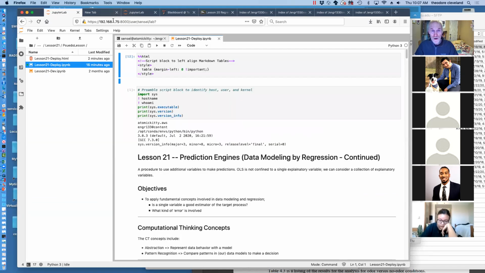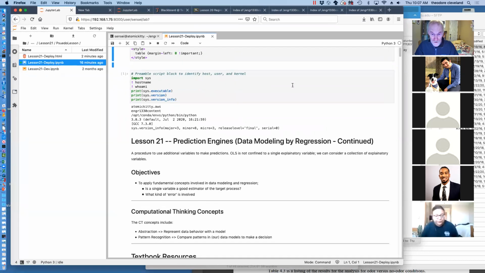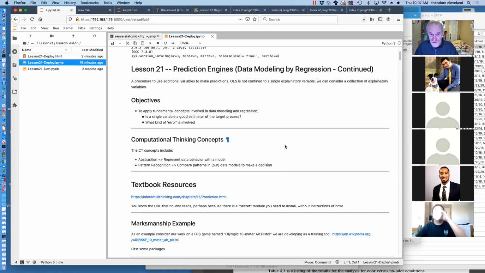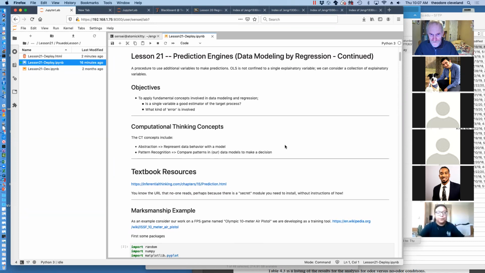So let's go to our lesson 21. The title of the lesson is Prediction Engines, aka Data Modeling by Regression, and we're continuing it. And the subtitle is a little bit of marksmanship. So our objectives, as usual, are to apply fundamental concepts involved in data modeling and regression. Keep in mind, we're always asking, is a single variable a good estimator of the target process?